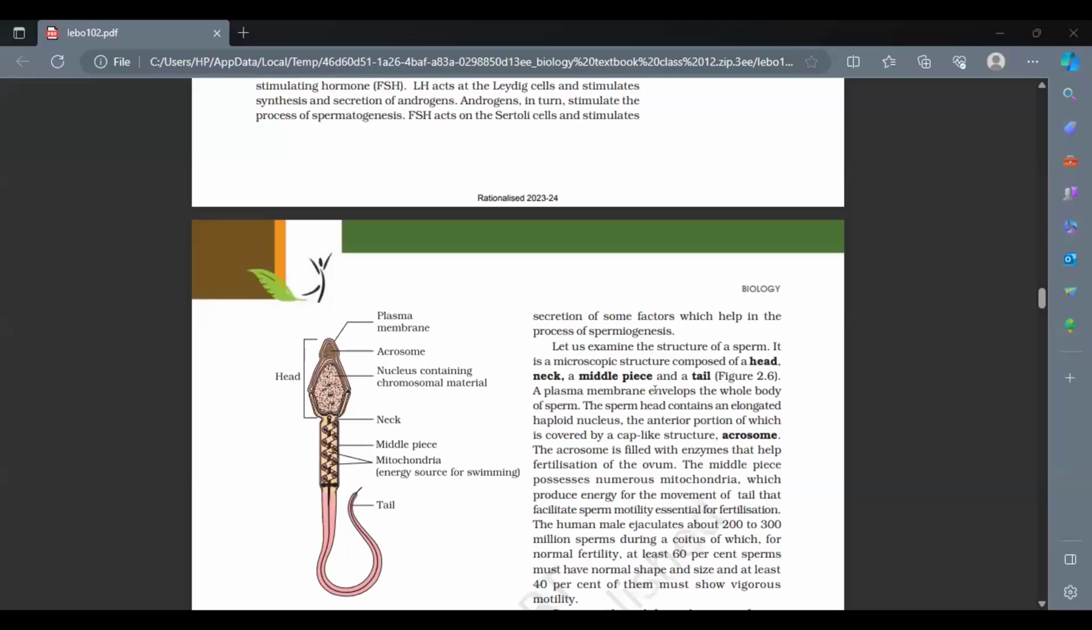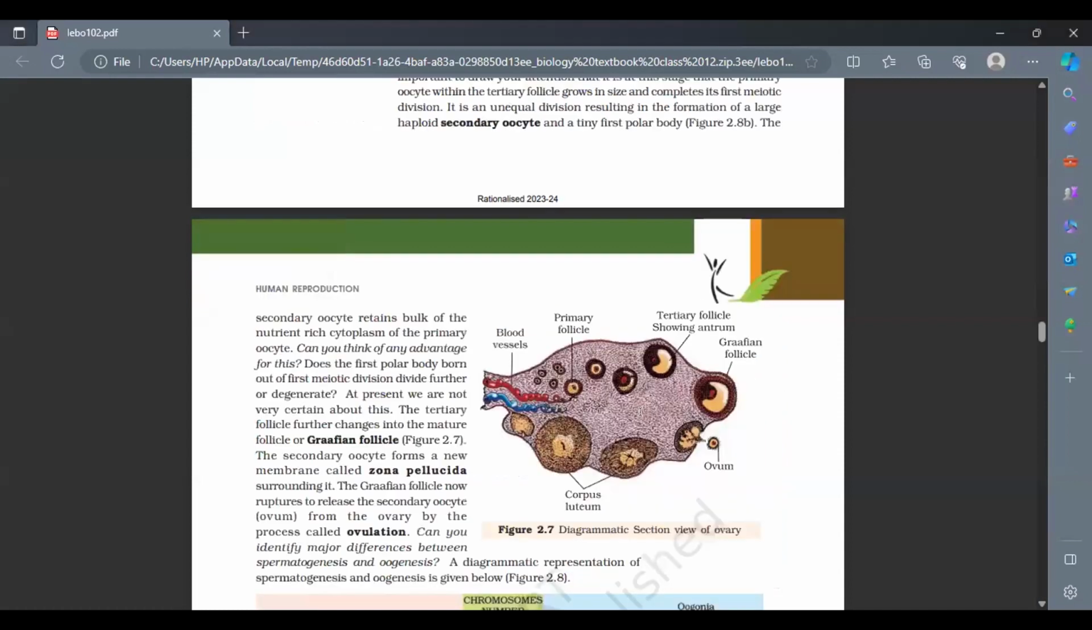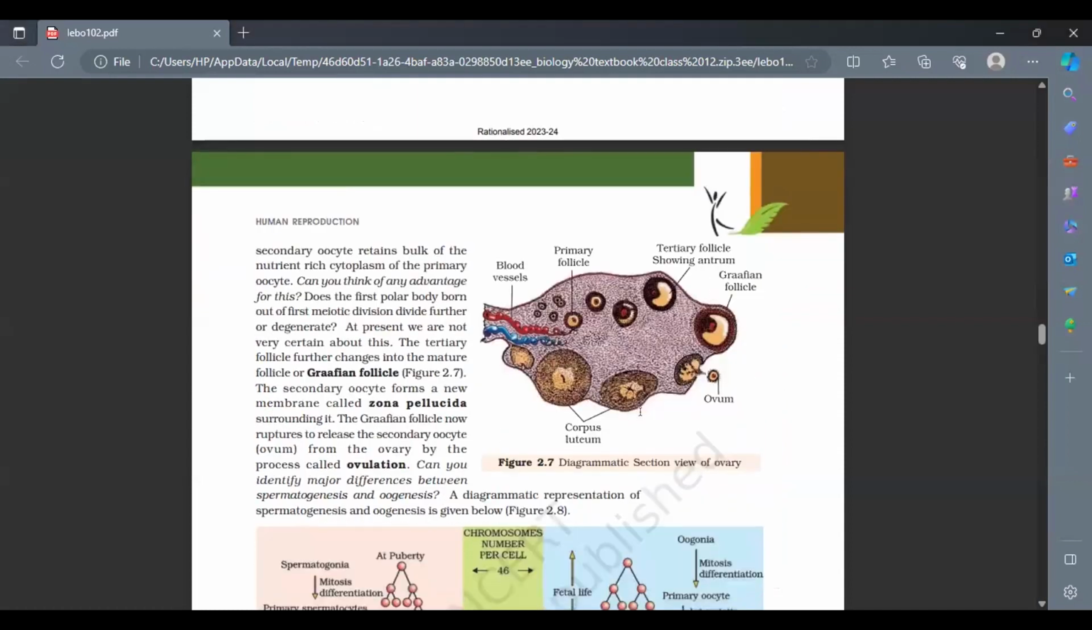So we had a talk regarding all these things. Let us continue from where we left yesterday. I was discussing the section of the ovary, which has different stages of the follicles.